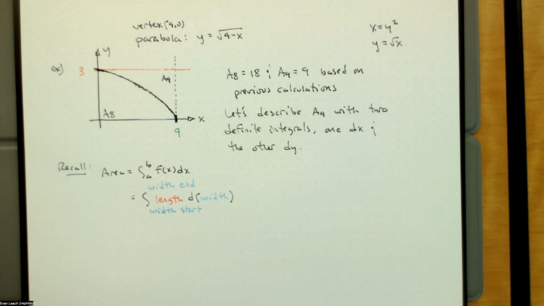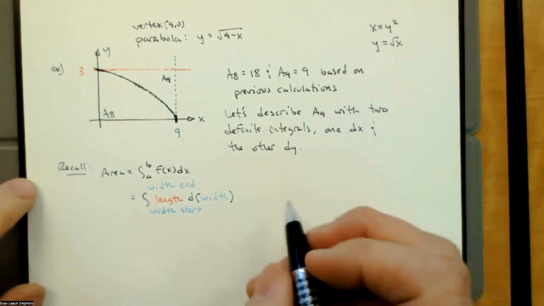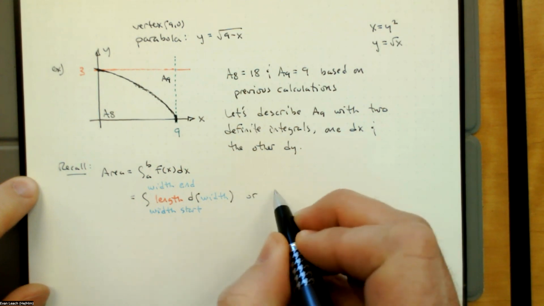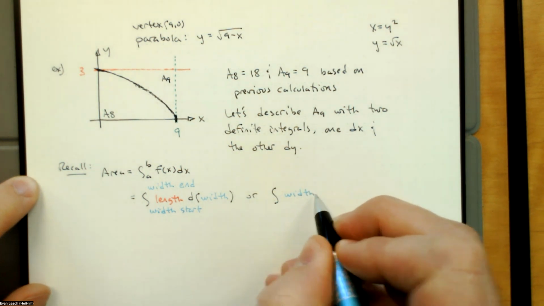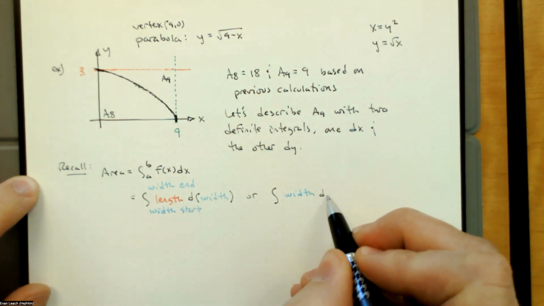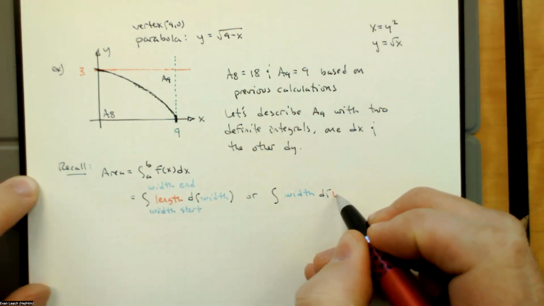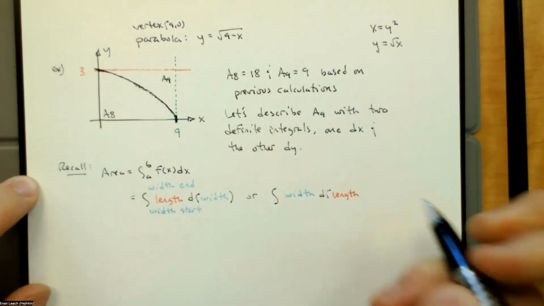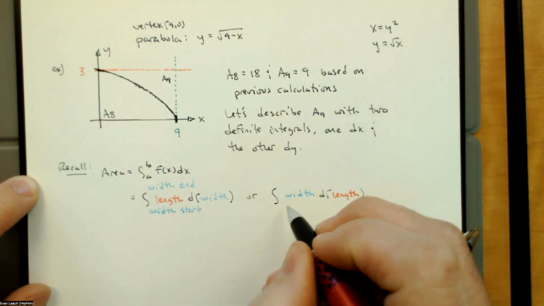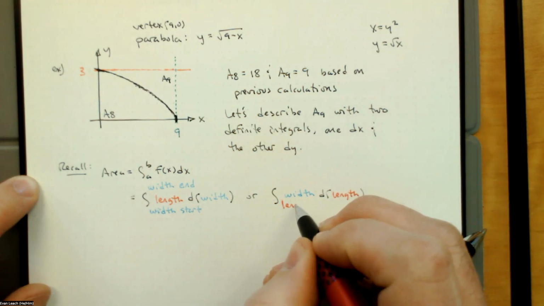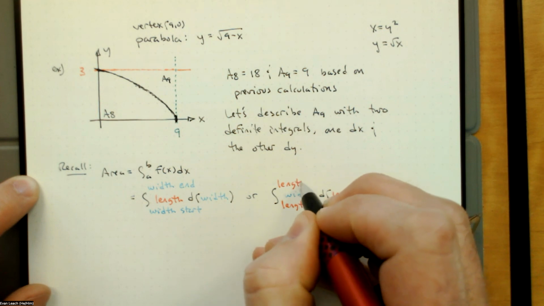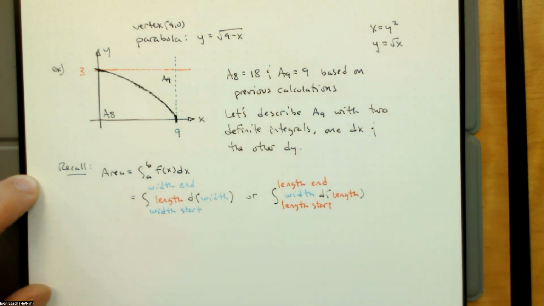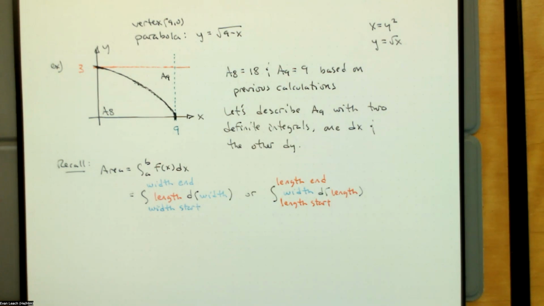So there's no reason that we can't set this up in the other direction. Instead of integrating the length over the width, we can integrate the width over the length. And then we'll integrate from the length start to the end length. Because area is length times width, and that means area is also width times length, and it doesn't matter what we call them.